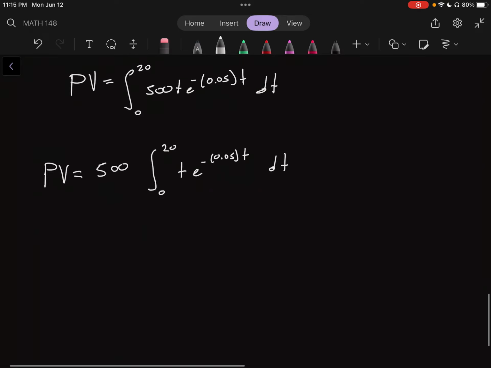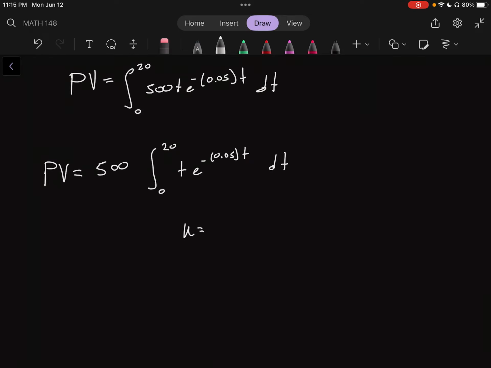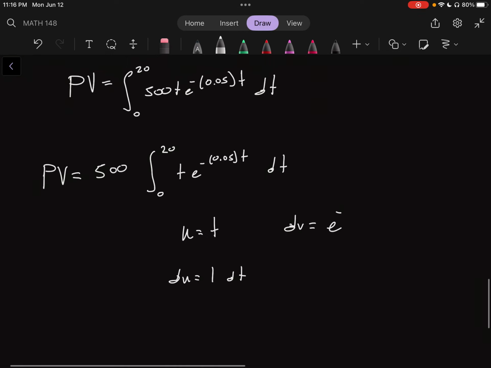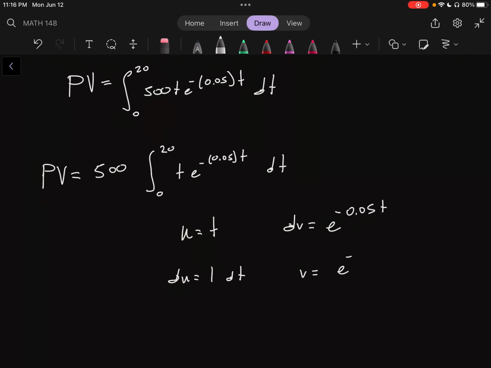So u is going to be t, du is going to be 1 dt, dv is going to be e to the negative 0.05t, and then v, as we can see here, is going to be e to the negative 0.05t over negative 0.05.